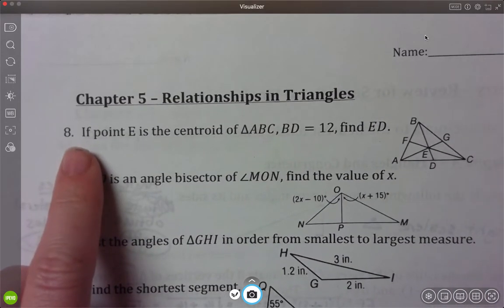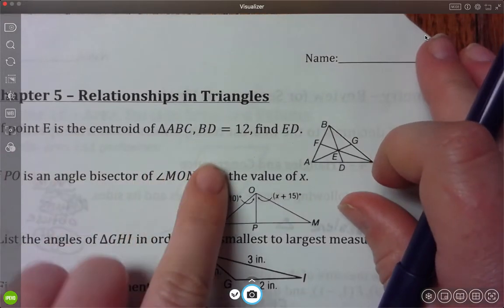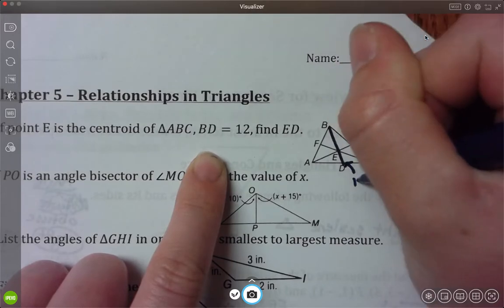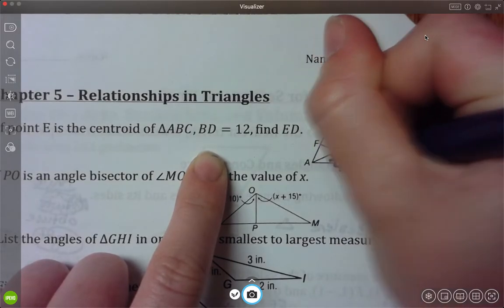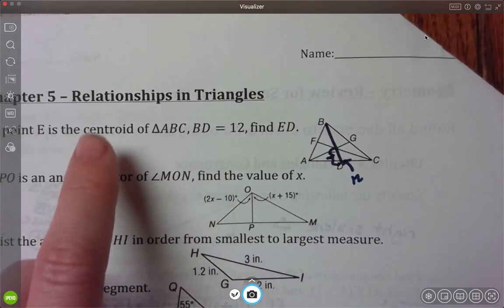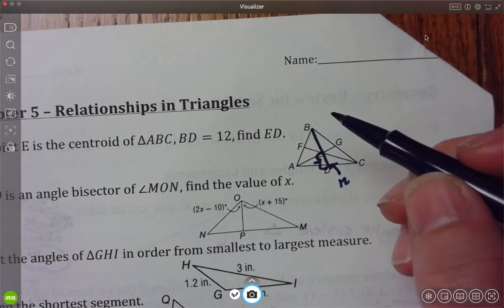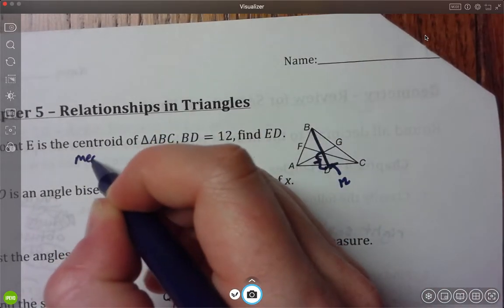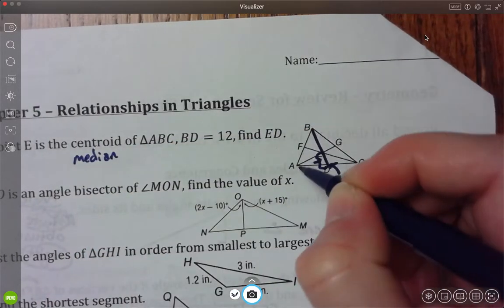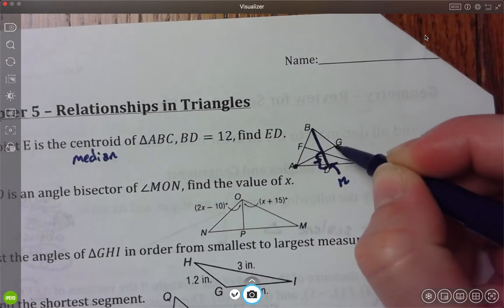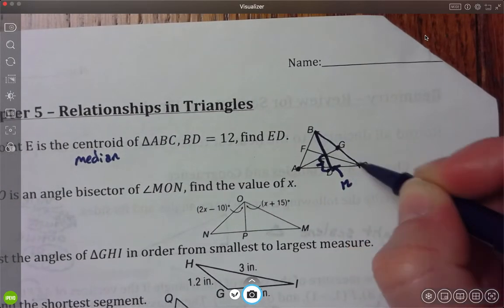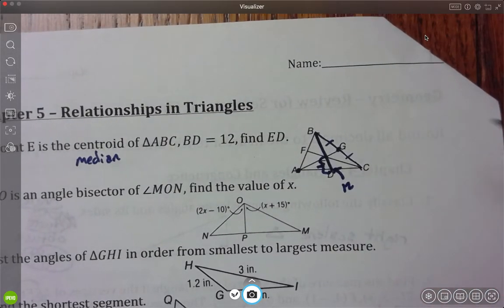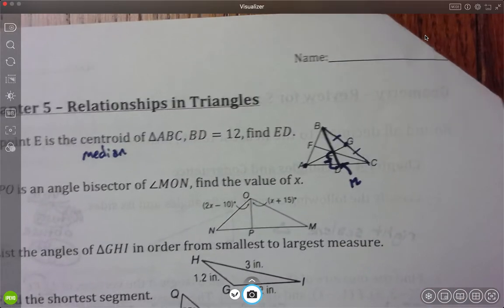Number 8, point E is the centroid of triangle ABC. And it says B to D, this whole length here is going to be 12. They want to know what the length of just ED is, okay? Our rules for centroids said that these guys were made from the medians. And a median was going from the vertex to the midpoint of the opposite side, right? So the opposite side, this is splitting him exactly in half. Each one of those is splitting him exactly in half, and it's going vertex to midpoint, okay? So that's what a median does.